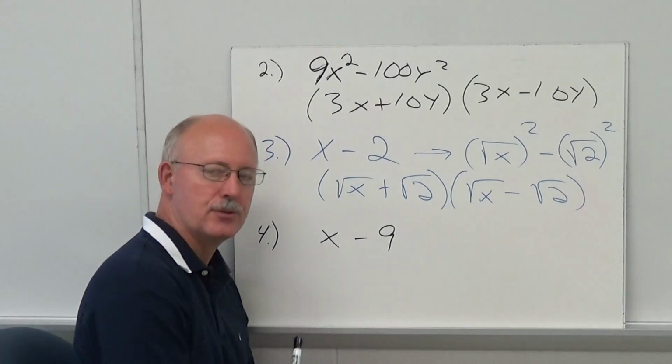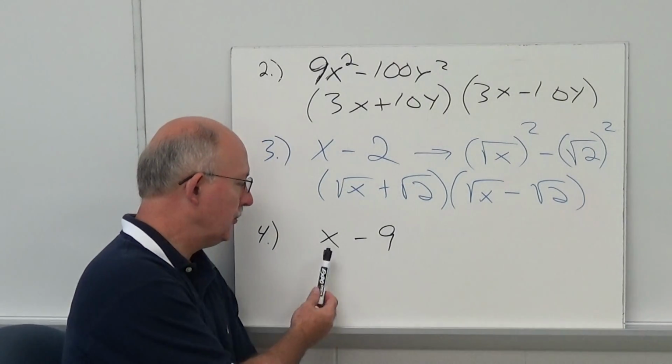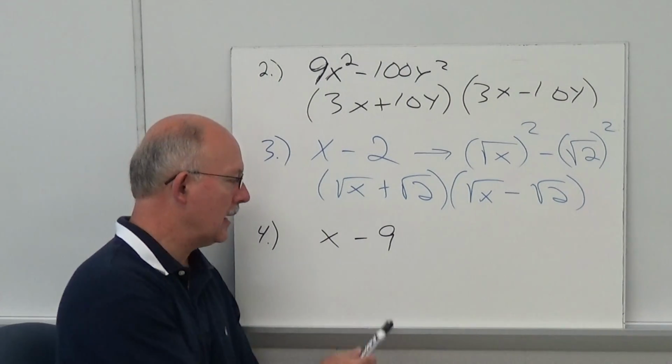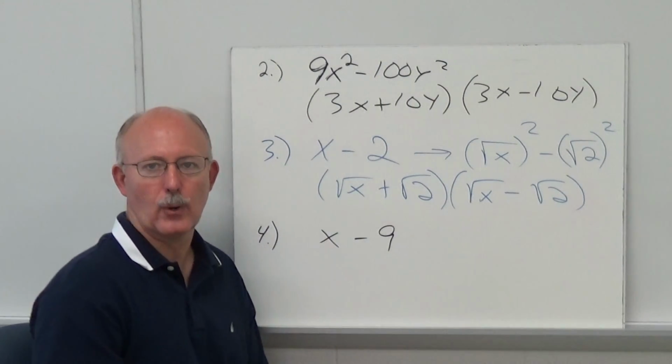Okay, let's do x minus 9. Now, first thing you notice, x is not a square term, but remember, we can make it a square term. Now, 9 is already a perfect square, so the 9 is good.